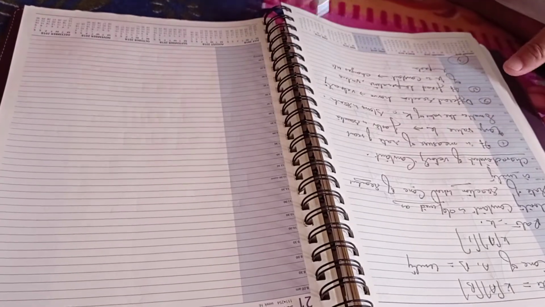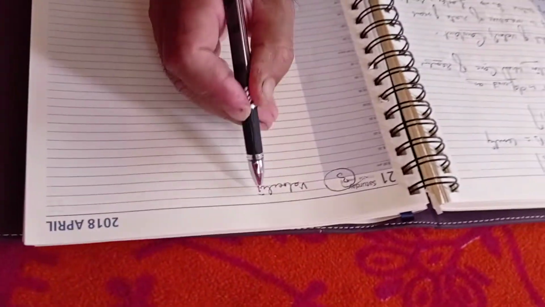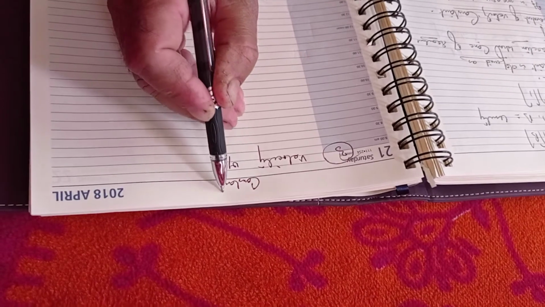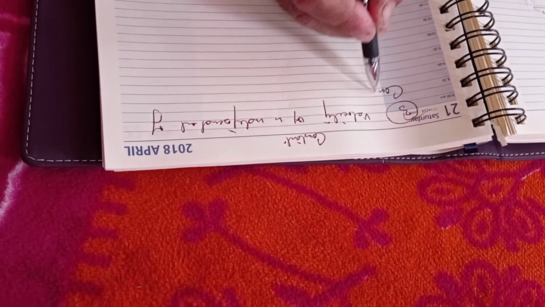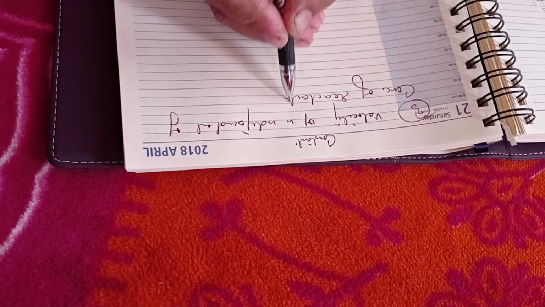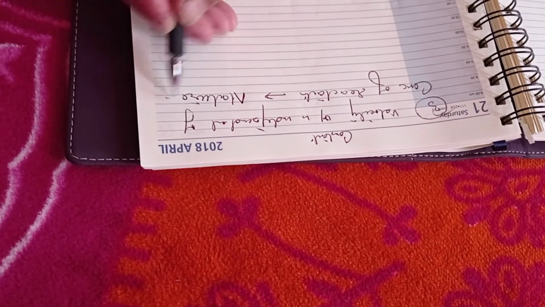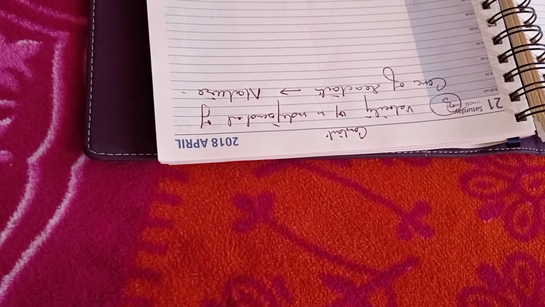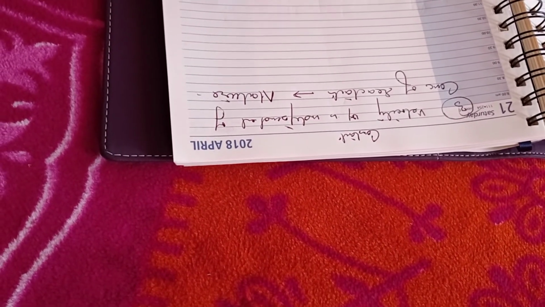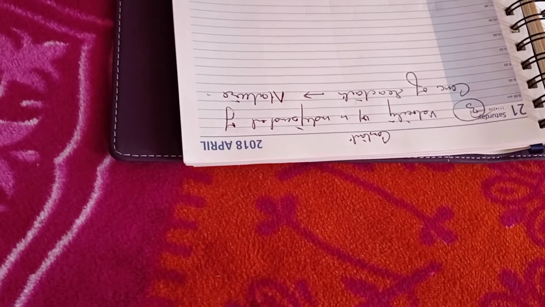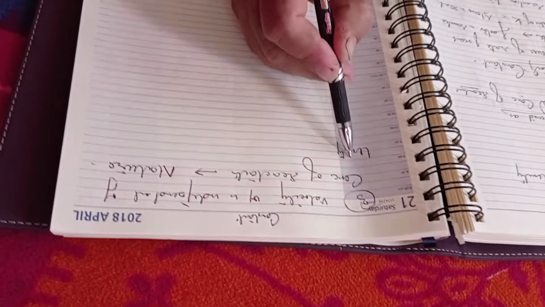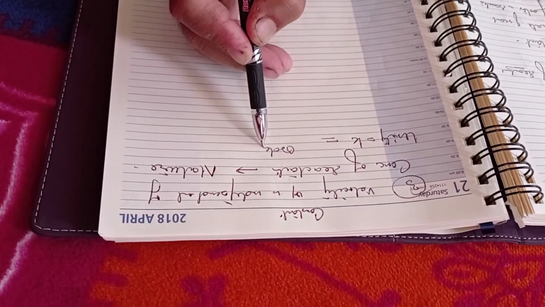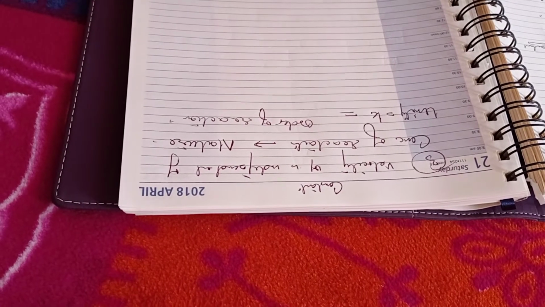Number fourth, velocity constant is independent of concentration of reactants. It depends upon the nature of the reactants. This was the characteristics of velocity constant. Now we will study the units of rate constant. Units of velocity constant depend upon the order of the reaction.